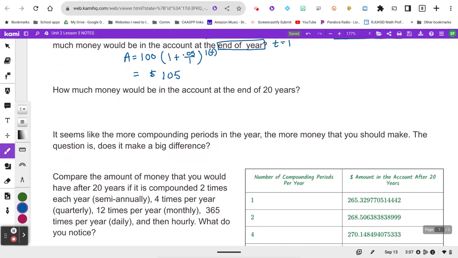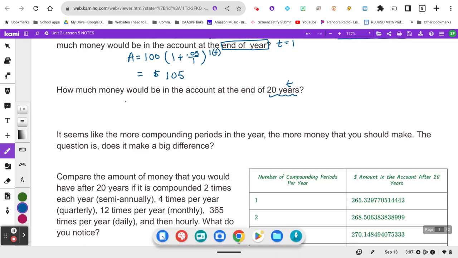Now the next one, we're going to do it at the end of 20 years. So that's your new T. So again, we're going to do our formula.